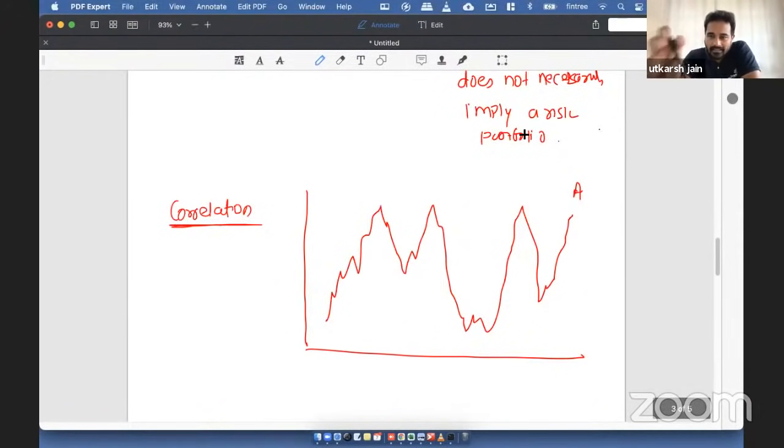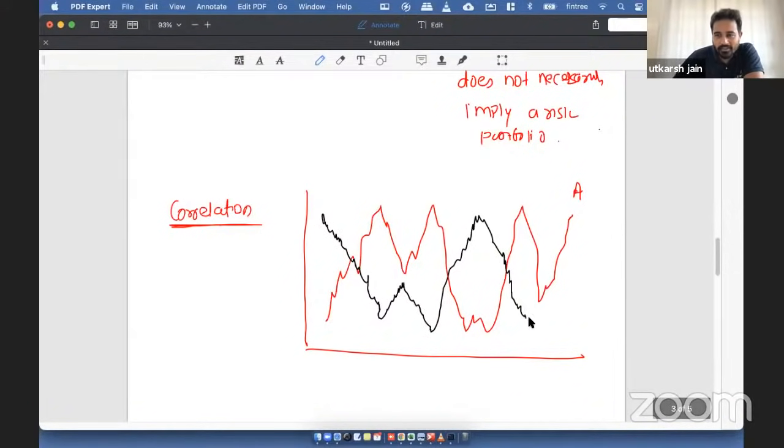So again, this is the stock prices of A. Now look at how B behaves. This is maybe the behavior of B. What do you see happening here? What's happening here is it looks like there is some sort of an inverse relationship between A and B. It looks like whenever A goes up, B goes down, right?